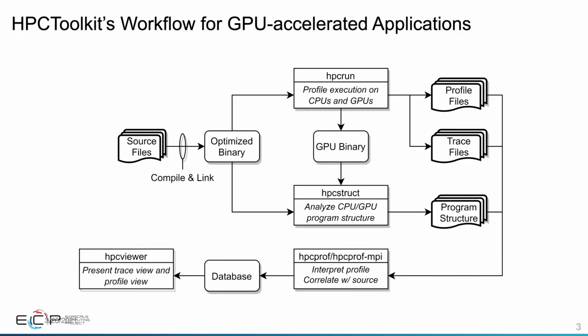In a previous introduction talk, I described HPCToolkit's workflow for GPU accelerated applications. So let's look at how to use each of the utilities in HPCToolkit for working with GPU accelerated code. So first, we'll focus on hpcrun. How do we measure GPU accelerated programs?